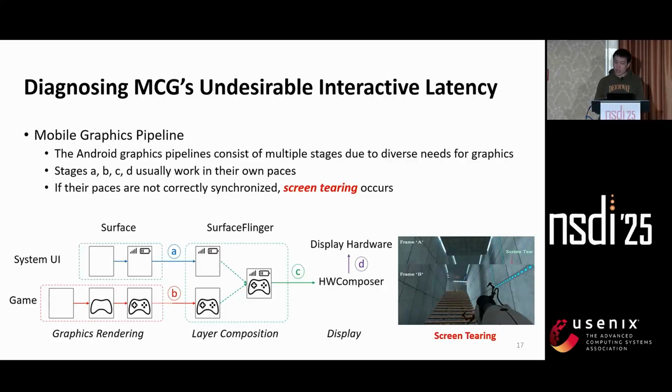It is worth noting that the stages usually work in their own paces, which can cause frame access issues. For example, while Surface Flinger regularly conducts layer composition at the refresh rate of the display, the pace of game rendering can be rather uncertain. When the game delivers a new frame to Surface Flinger while it is compositing, the composited result may contain portions of multiple game frames, leading to the screen tearing problem.